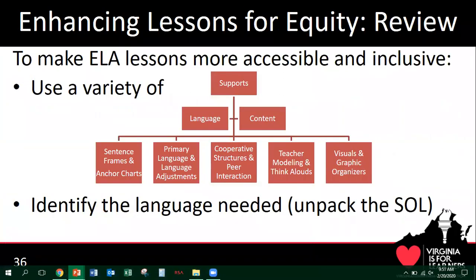So just as a review, hopefully you now have some ideas for ways to make your ELA lessons more accessible and inclusive, including a variety of supports, or unpacking the language needed to be able to create language objectives and support those language objectives, again, for the purpose of students to communicate, which is the English Language Development Standard.